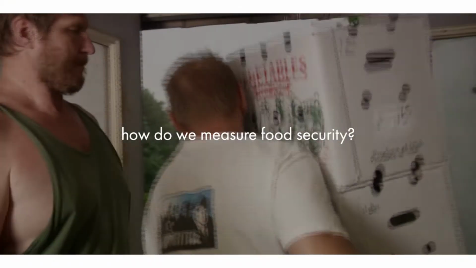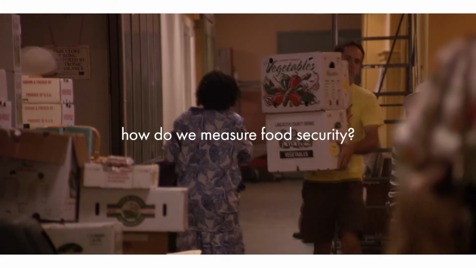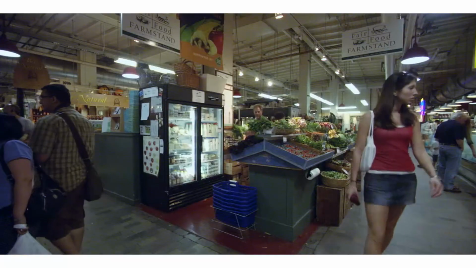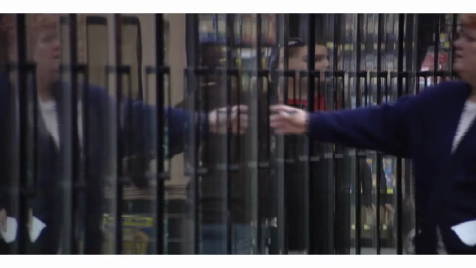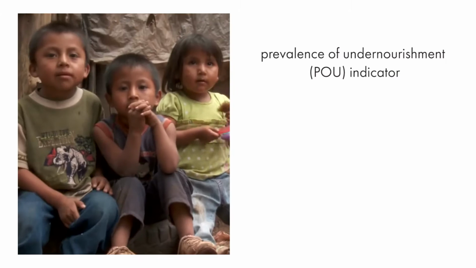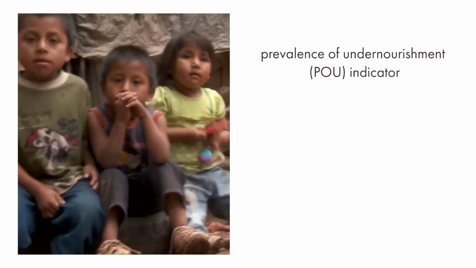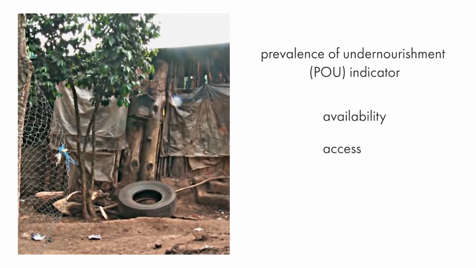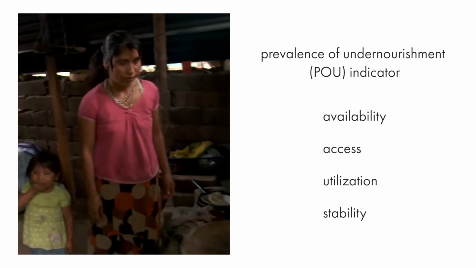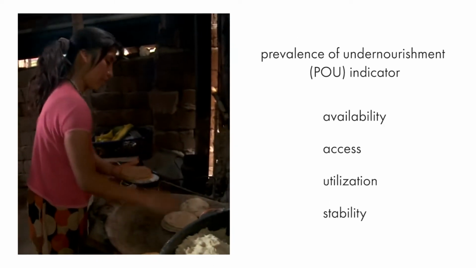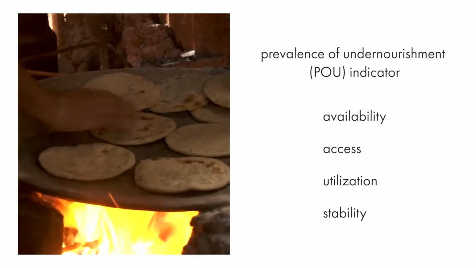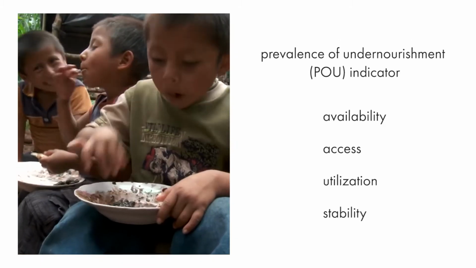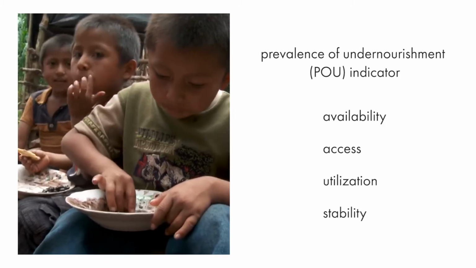So how do we measure food security? Well, there's lots of ways, but mainly globally, people have rallied around 1 or 2 indicators. Most people follow the FAO definition of food security, also called the undernourishment indicator, that really tries to capture availability, access, utilization, and stability. So this is the prevalence of undernutrition indicator, or POU. Again, it's collected by FAO on an annual basis.